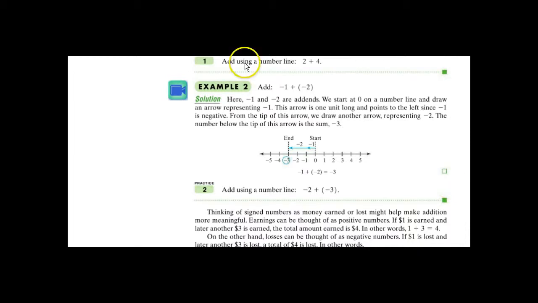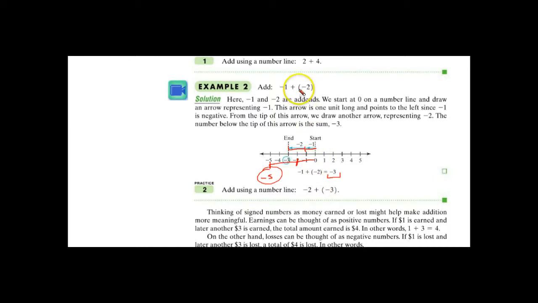Here we have a -1, and we're adding a -2 to it. So again, we start at 0, -1 is right there, and we go 2 more, and we get to -3. So adding a -1 and a -2 gives us a -3. And if we're using the same number line, we start with a -2 here, and we do 3 more. That'll bring us to a -5.